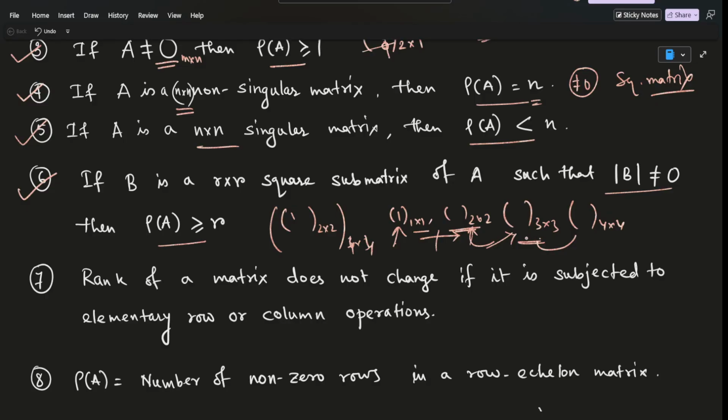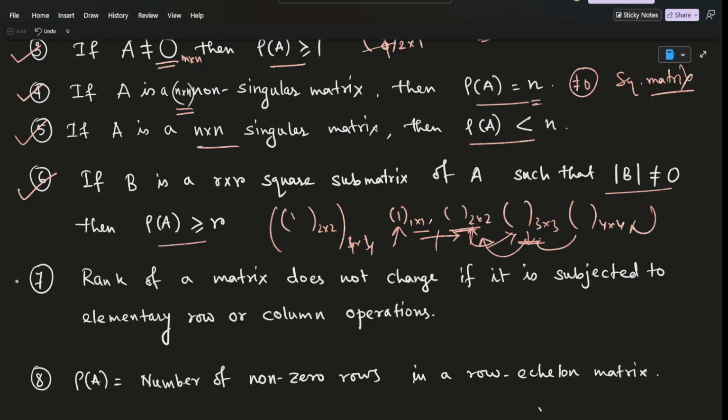And we can say that if we get all the 3 by 3 submatrices as 0, then we say that rank is 2. So the case is that if you get a 2 by 2 non-zero, then you have to check one higher order submatrix. If you get that as 0, then you say that the rank is exactly 2, like that.